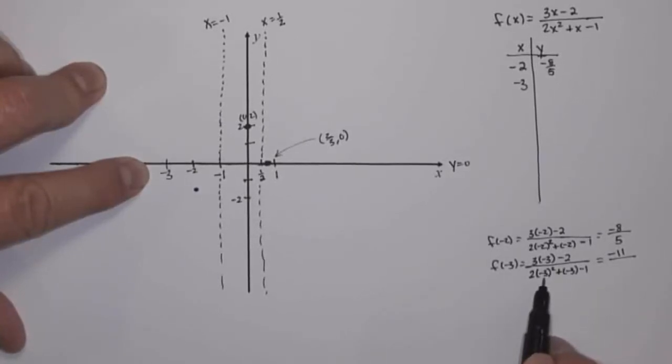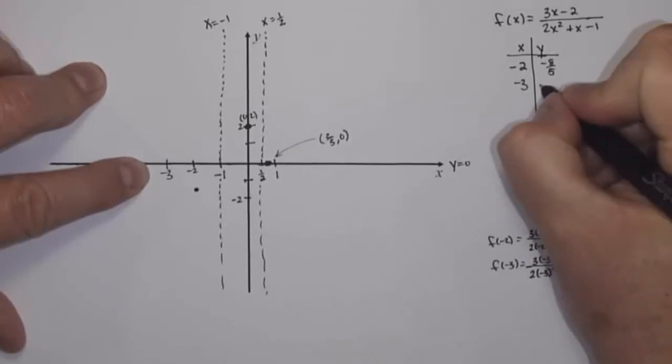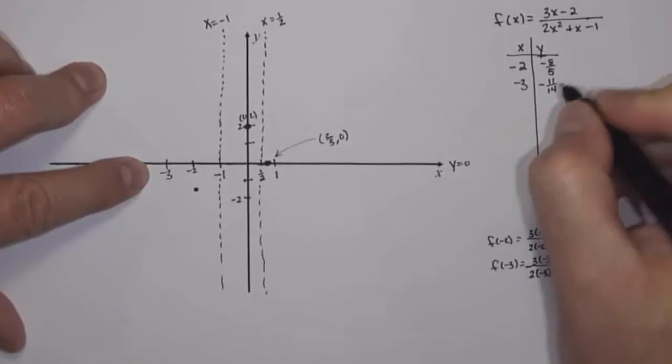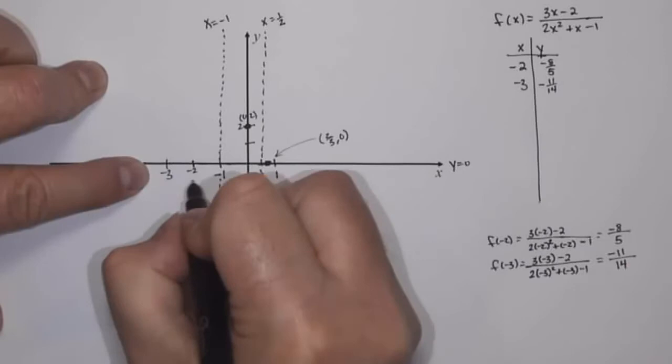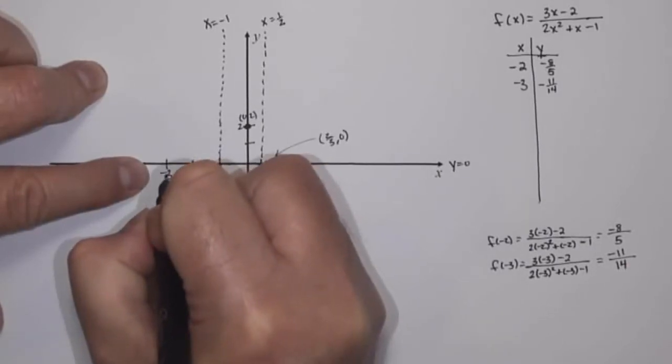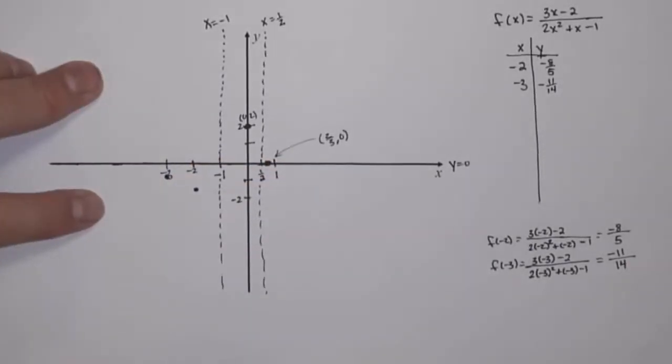-3 squared is 9, times 2 is 18. 18 plus -3 is 15, and 15 minus 1 is 14. So I get -11/14. So -11/14 is going to be just a little bit above -1, so somewhere around there.